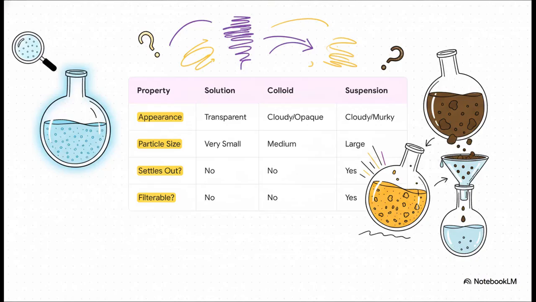So, with that final, super important piece of the puzzle, our map of matter, well, it's pretty much complete. So let's look at our final field guide. From now on, you can identify any mixture just by asking a few simple questions. Does it look clear? Are the particles tiny and never settle? Boom, you've got a solution. Is it kind of cloudy, but the bits stay floating around? That's a colloid. And if it's murky, and you know those chunky bits will eventually settle and you could filter them out, that's definitely a suspension.